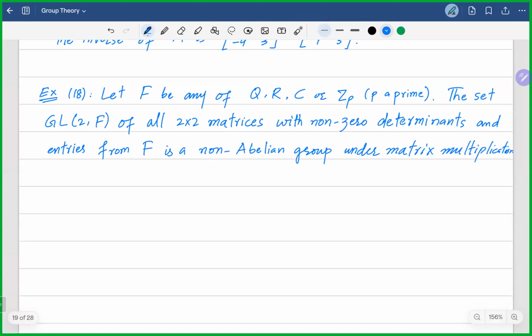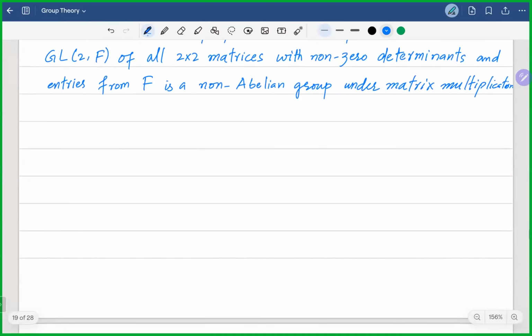As in example 17, when F is ZP, modulo P arithmetic is used to calculate determinants, matrix products, and inverses. So the formula given in example 9 for the inverse of a general A, B, C, D remains valid for elements of GL2 ZP, provided we interpret division by AD minus BC as multiplication by the inverse of AD minus BC modulo P. And that would be done. But whatever I say to explain that, we present an example.